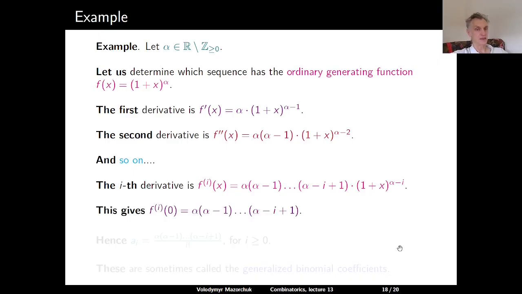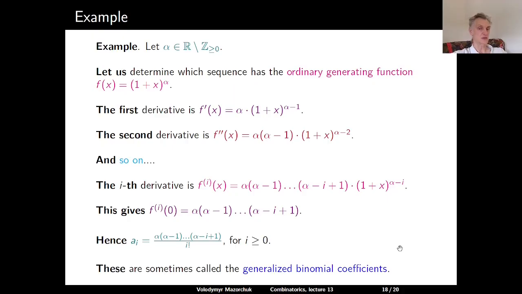And if we evaluate this at x equal to 0, we get that f upper i at 0 is equal to alpha times (alpha minus 1) times and so on times (alpha minus i plus 1). And hence the sequence for which (1 plus x) to the power alpha is the ordinary generating function is the sequence a_i, where i is greater than or equal to 0, given by a_i equal to alpha times (alpha minus 1) times and so on times (alpha minus i plus 1) divided by i factorial. And these numbers are sometimes called the generalized binomial coefficients.